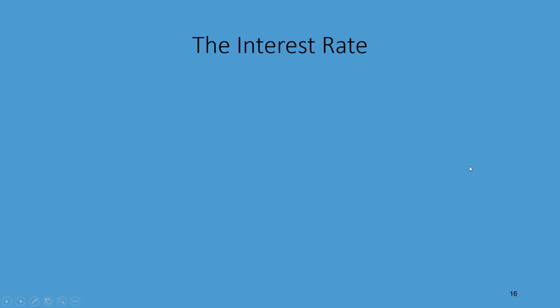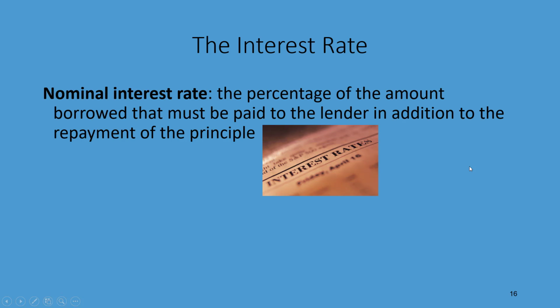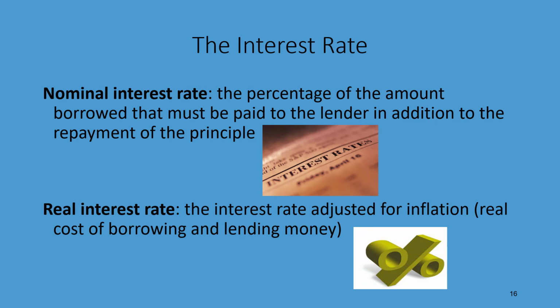Okay. So before we move on to the next market, we do need to point out the difference between what we call the nominal interest rate and the real interest rate. The nominal interest rate is the percentage of the amount borrowed that must be paid to the lender in addition to the repayment of the principal. So if you borrow $100 at, say, 5% interest, then you have to pay back that $100 plus an additional $5 in interest. That 5% interest is the nominal interest rate.